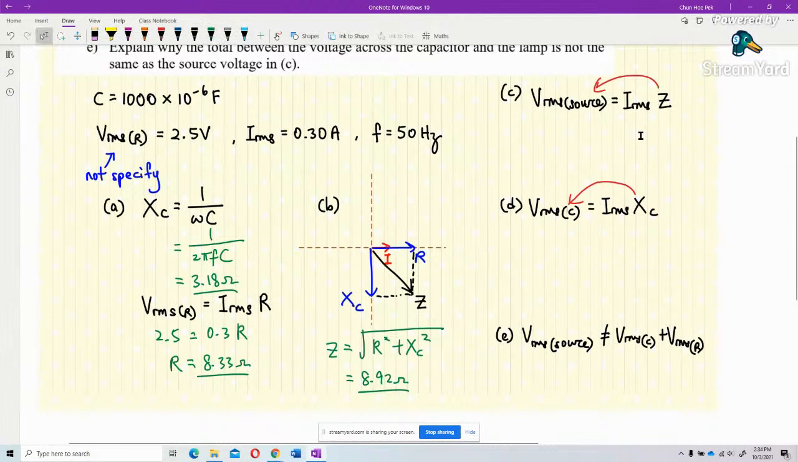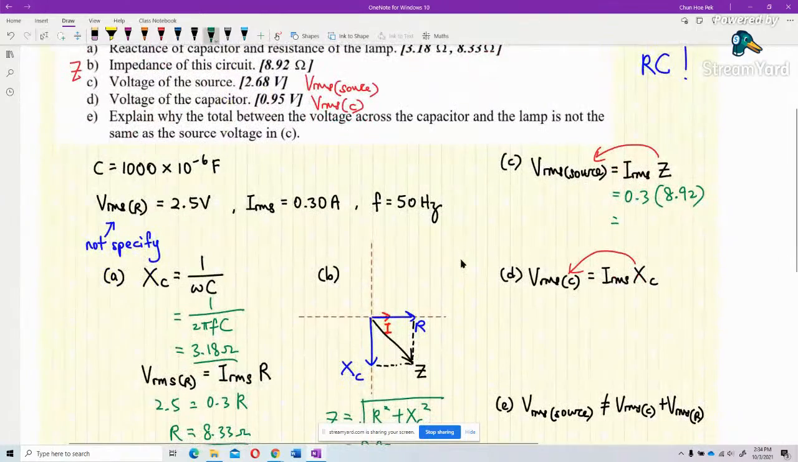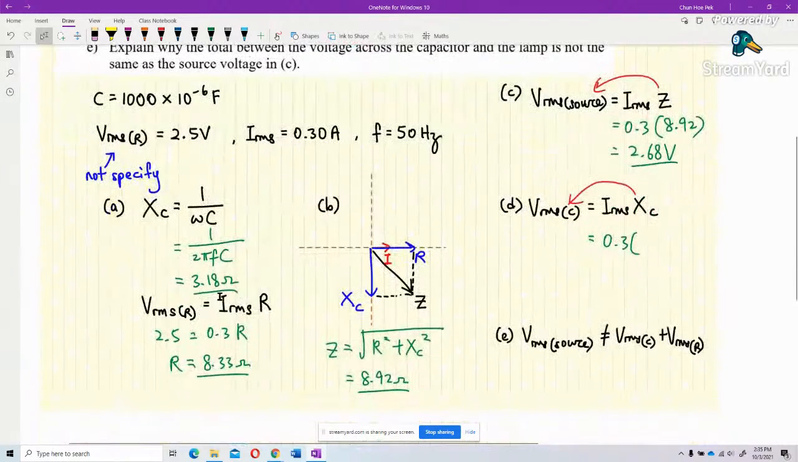So the root mean square current is 0.3, times Z. What is Z? The Z I calculated just now. Just put in the value for VRMS source. I calculate in my heart, 2.68 volt. Wow, I got the answer. Fantastic. Now, how about the next one? VRMS C. Just put in the root mean square current, times XC. What is XC? I got the XC just now, 3.18.